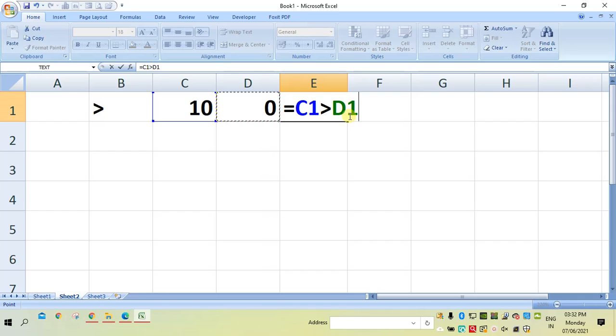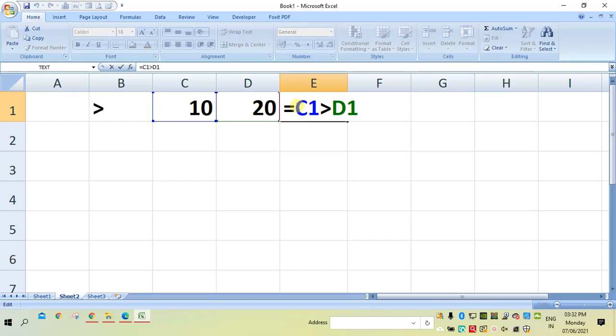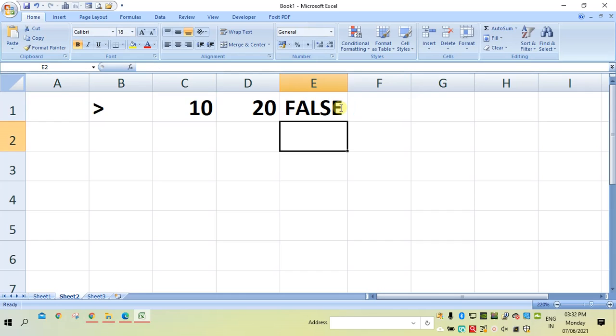Suppose I make it a 20, in the place of 0 I will make it a 20. So 10 is greater than 20? Here C1 means 10. That 10 is greater than 20, 20 means D1. No means it will give false. So it will give you true only when the condition is true, otherwise it will give you false.